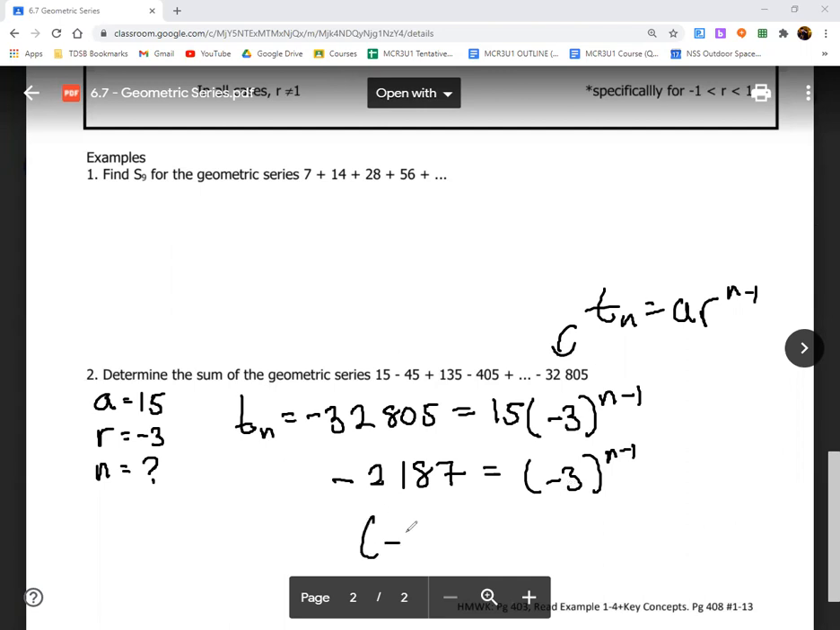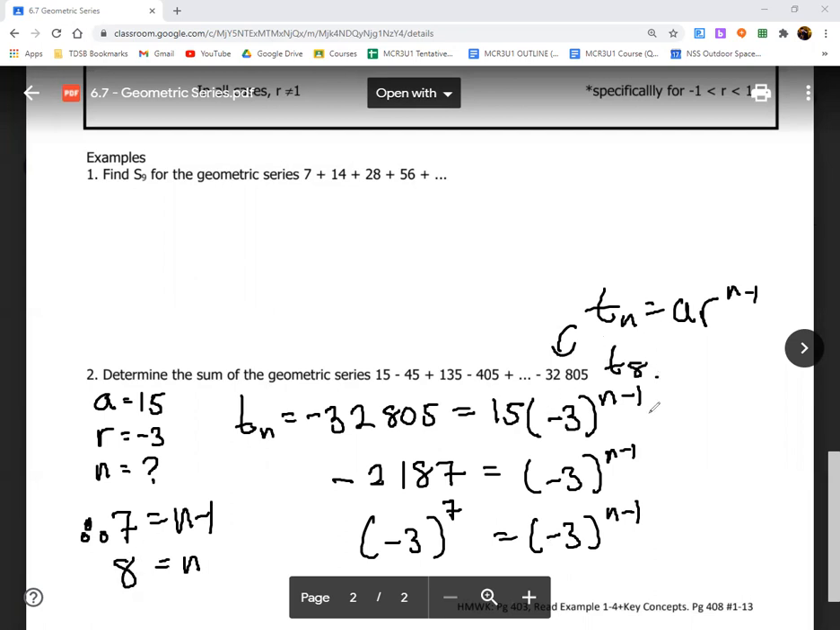Using trial and error, negative 3 to the power of what gives me this? I'm going to try negative 3 to the power of 7. Yep. Negative 3 to the power of 7 gives me that value. And so, therefore, 7 must be n minus 1, so n must be 8. That is actually the 8th term.